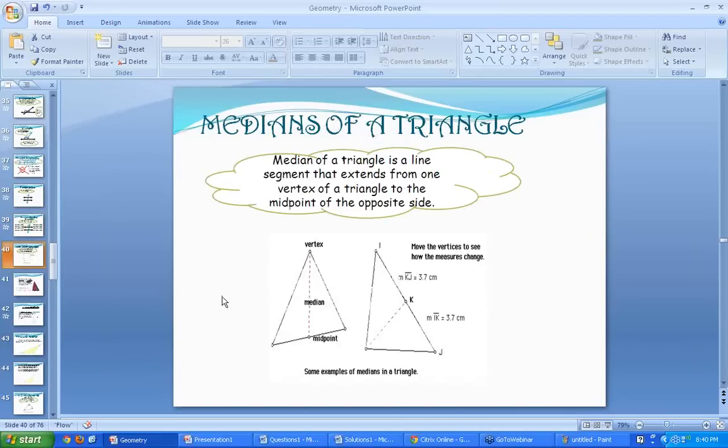Okay. Now median of a triangle. Lots of questions are made on this. So median of a triangle is a line segment that extends from one vertex of a triangle to the midpoint of the opposite side. Median, the word mid is there in the median.